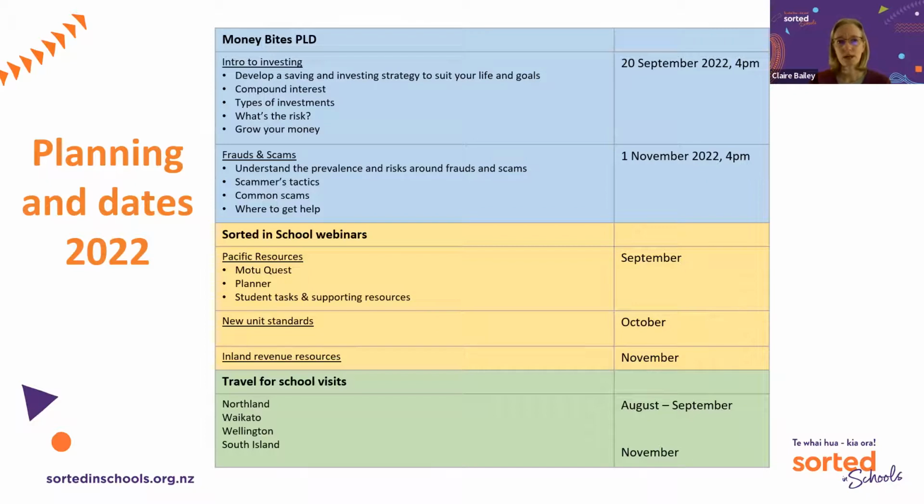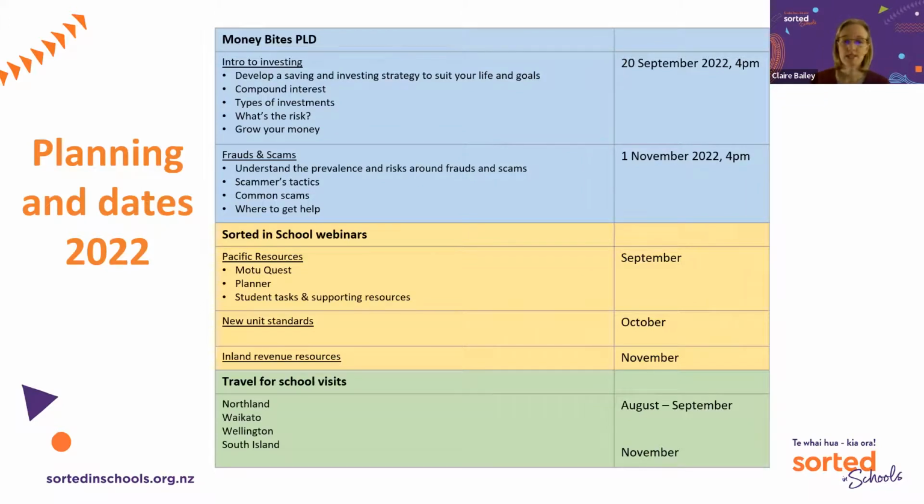Now, at the top, you'll see Money Bites. Money Bites is for your own personal development. Sorted in Schools teachers and Kaiako have exclusive access to attend a series of free Money Bites webinars to help expand your knowledge and improve your own personal finances. These webinars are delivered by one of our affiliated independent Sorted facilitators, and each webinar is fun, interactive, and bite-sized. You'll come away from these webinars feeling inspired and equipped with ideas to help you manage your own personal financial needs and increase your confidence to teach financial capability in your classroom.